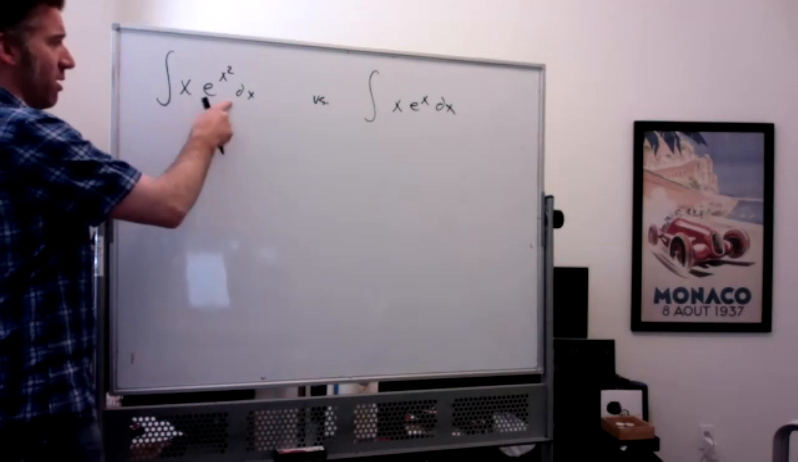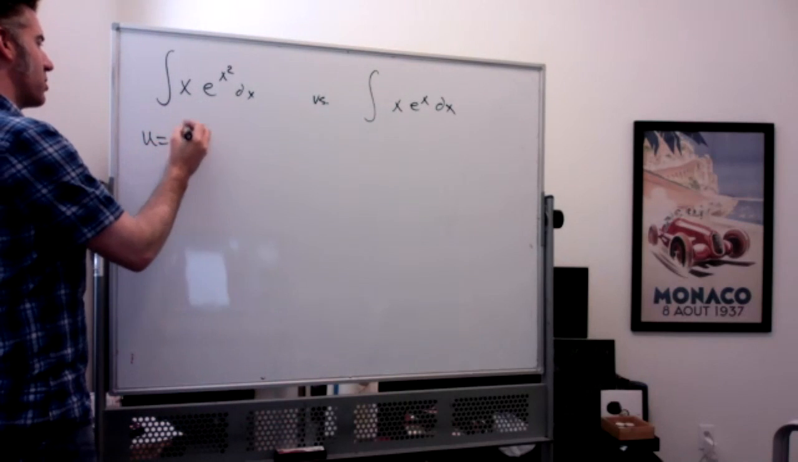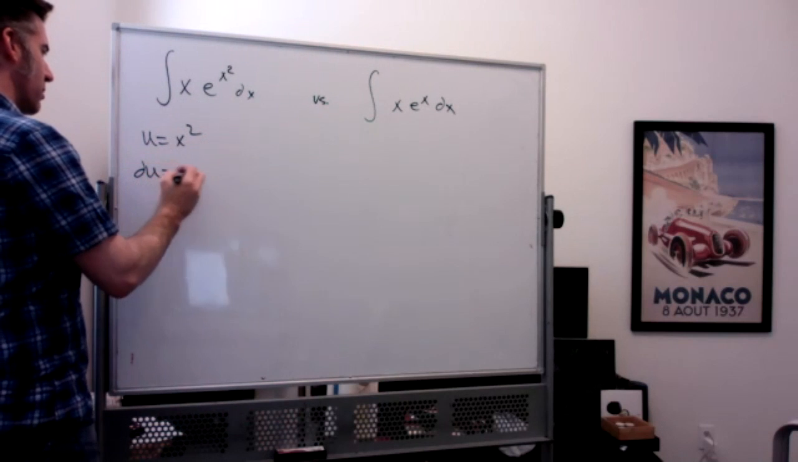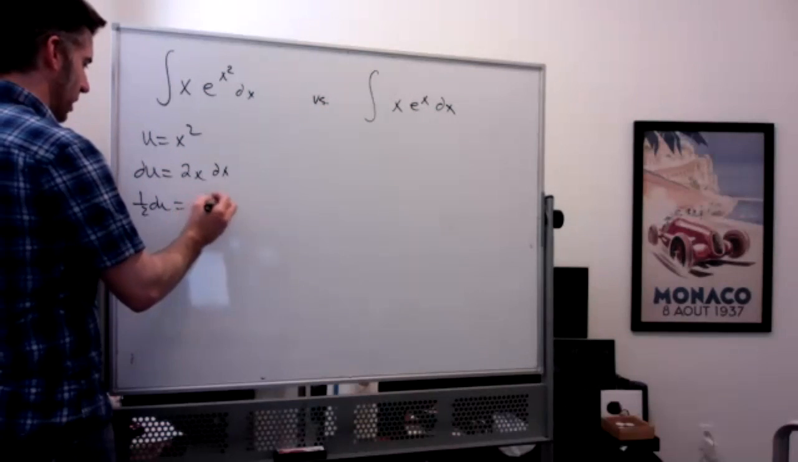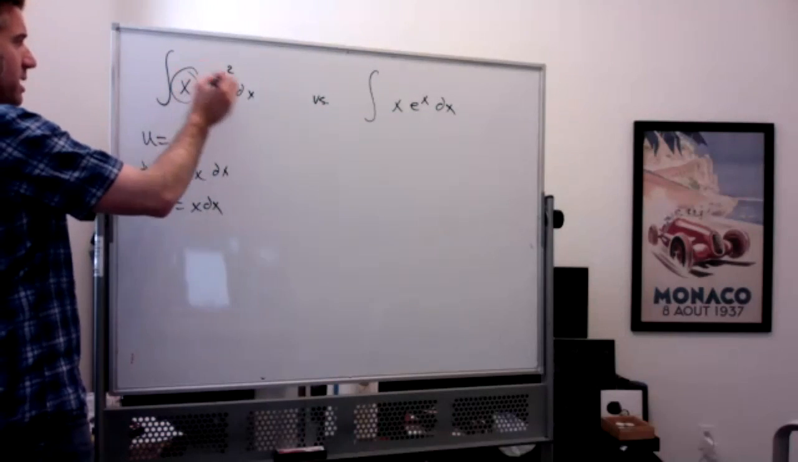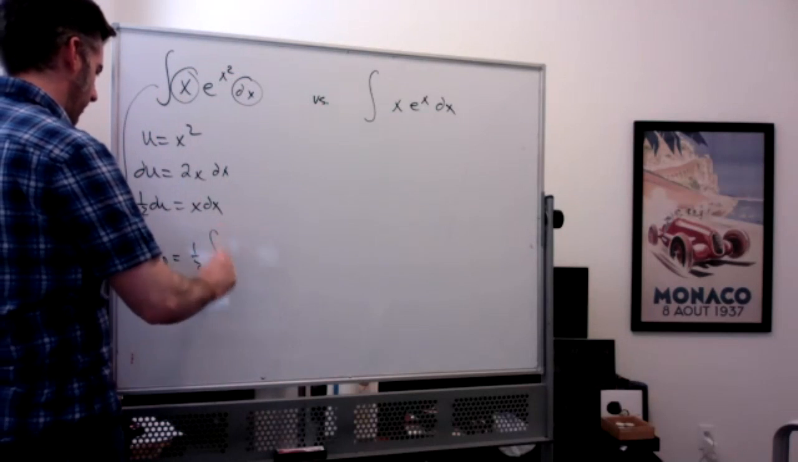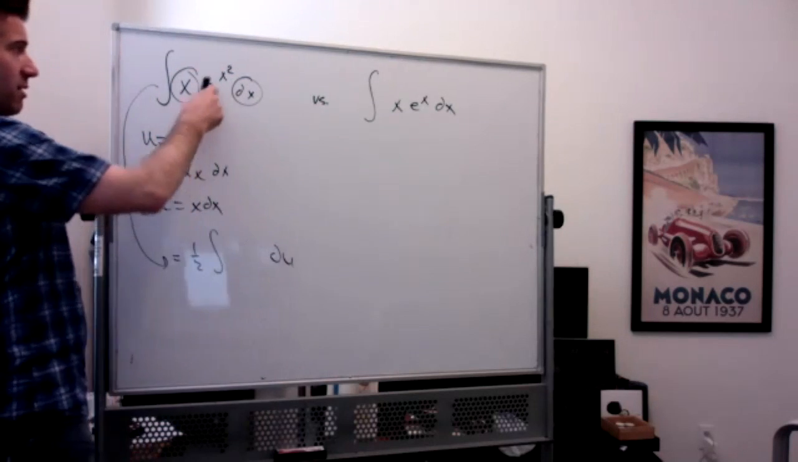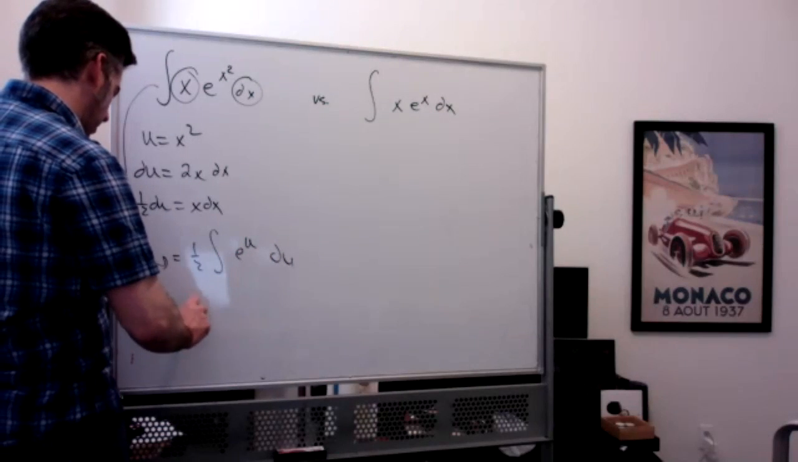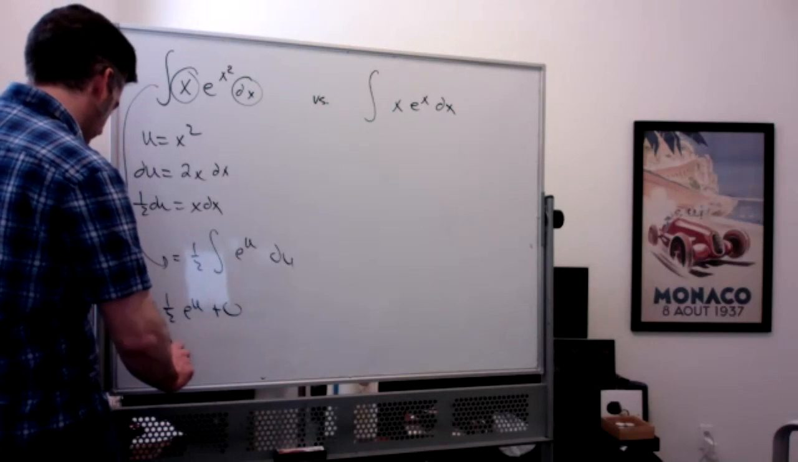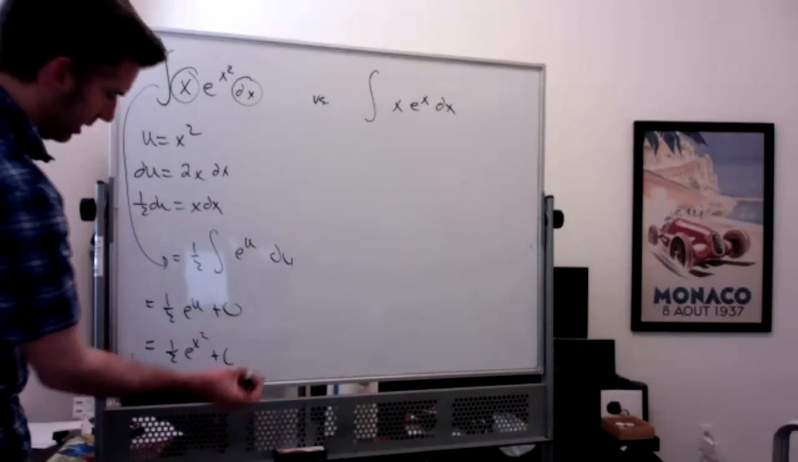So I'm going to do a u sub here. Yes, I can. I can let u equal x squared. du is going to be 2x dx, so 1/2 du equals x dx. So the x dx becomes 1/2 du, and this is 1/2 the integral of e to the u du, which is 1/2 e to the u plus c, which is 1/2 e to the x squared plus c. That's a c, by the way.